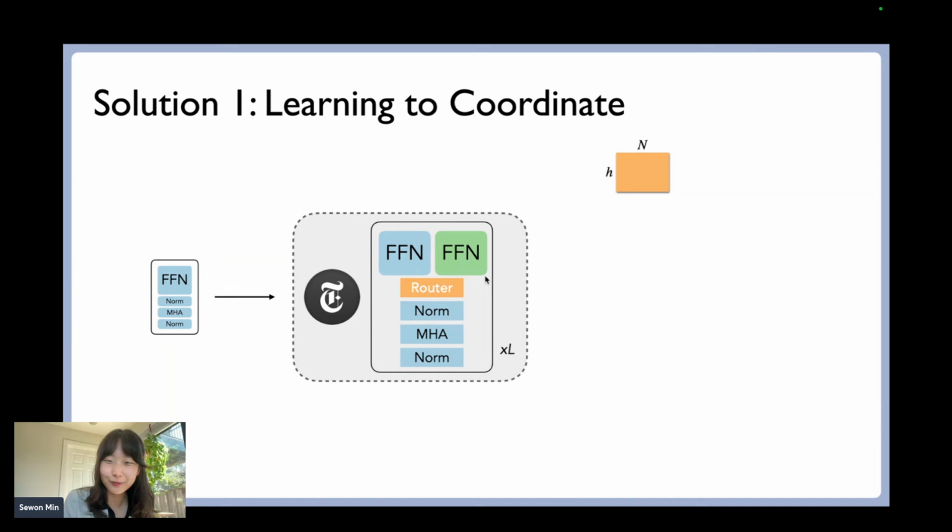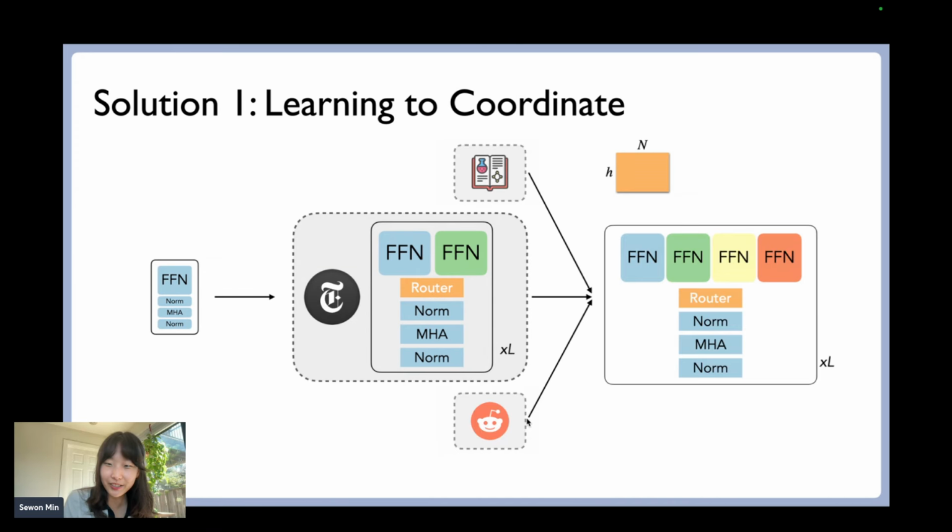After this training, the other data owners can do the same, and then we can merge everything into a mixture of experts. Again, ignoring the router, this FFN is coming from the starter model, this FFN is coming from the New York Times, and there are other FFNs coming from different data owners, and they can be merged.